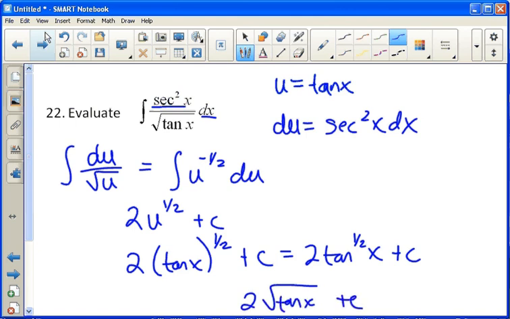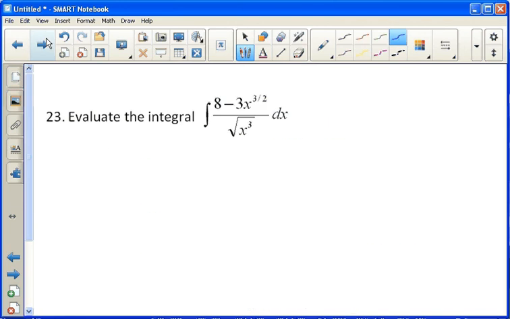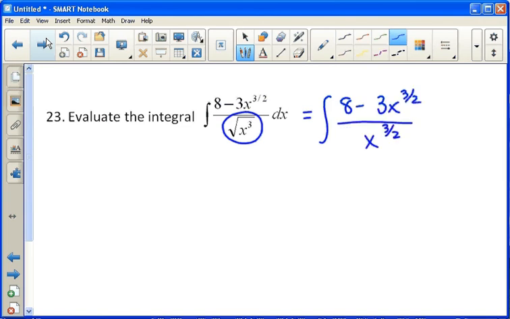23. This is not a u sub problem. The red flag here should be that there's just a single term on the bottom that we're going to be able to simplify with. Because if we rewrite this as x to the 3/2, which is the same thing as the square root of x cubed, then we can split this into two pieces and then just simplify. U sub won't be necessary.